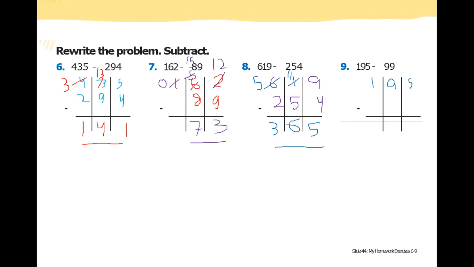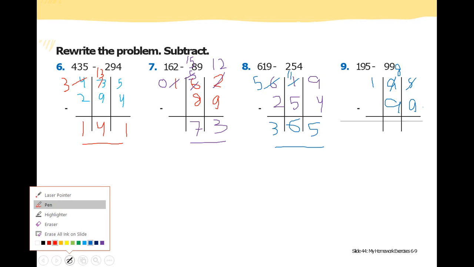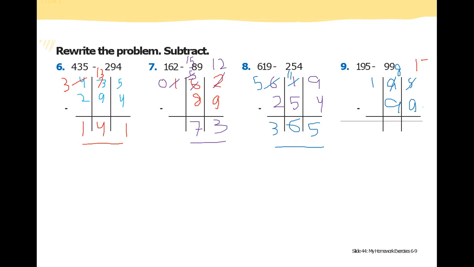195 minus 99. We have nothing in the 100. 5 minus 9, it's not going to work. Why? Because we have more on the floor. We need to regroup. To move to the next door, we're going to cross 9 to become 8 and 5 to become 15. 15 minus 9 equals 6.